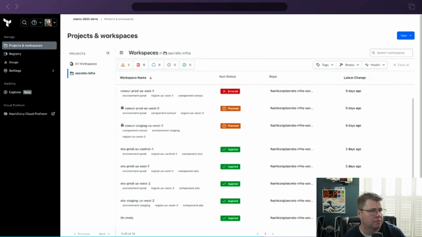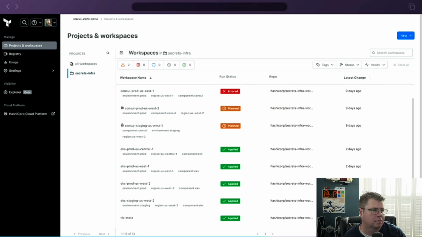So if I have to do this because I can't see that too clearly, but if you look at this, you have a console production US East workspace, right? And a console staging US West, et cetera. And then we have an EKS production US East, et cetera. So you need to know that these are the same region, and you need to know that those over there are related, and that the Kubernetes cluster should be available before I provision console, as an example.